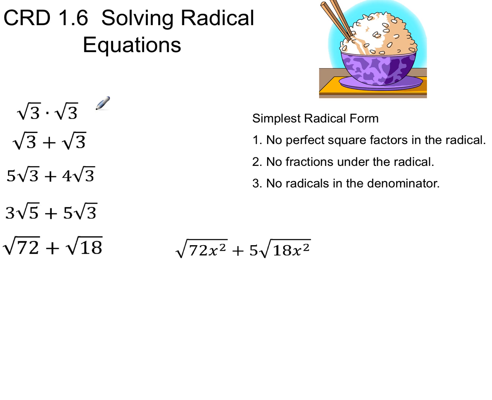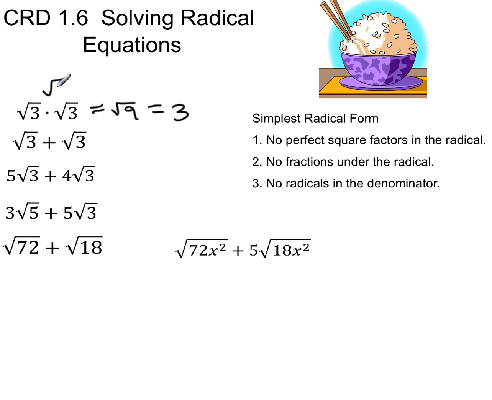Square root of 3 times square root of 3 and square root of 3 plus square root of 3 are both very different problems. Square root of 3 times square root of 3, just like with x's, I can multiply radicals. Square root of 3 times square root of 3 is square root of 9, and the square root of 9 is 3. Some people will take something like this and jump straight to the answer because they see it's square root of 3 times square root of 3.